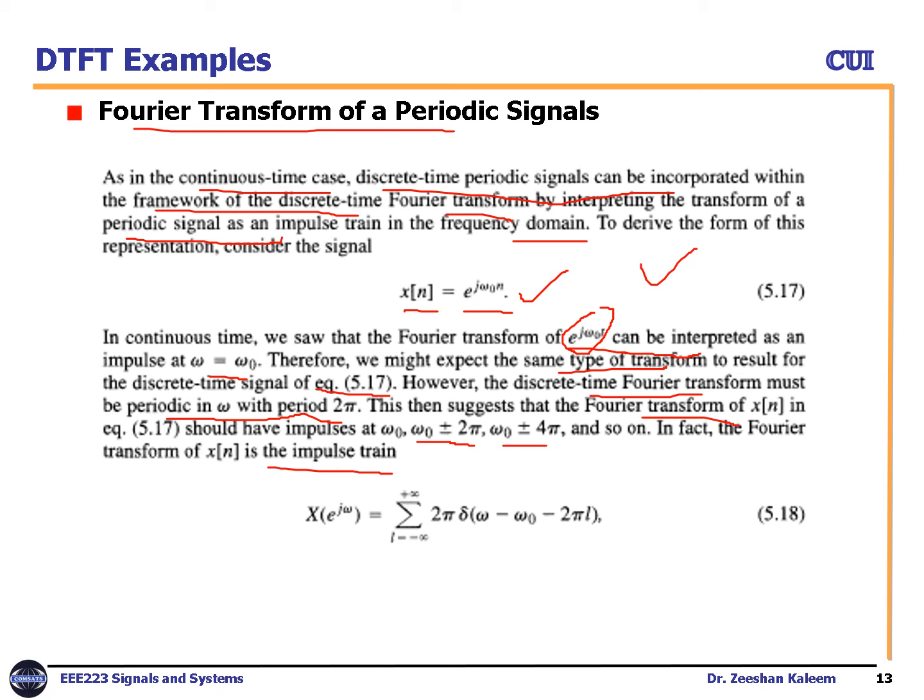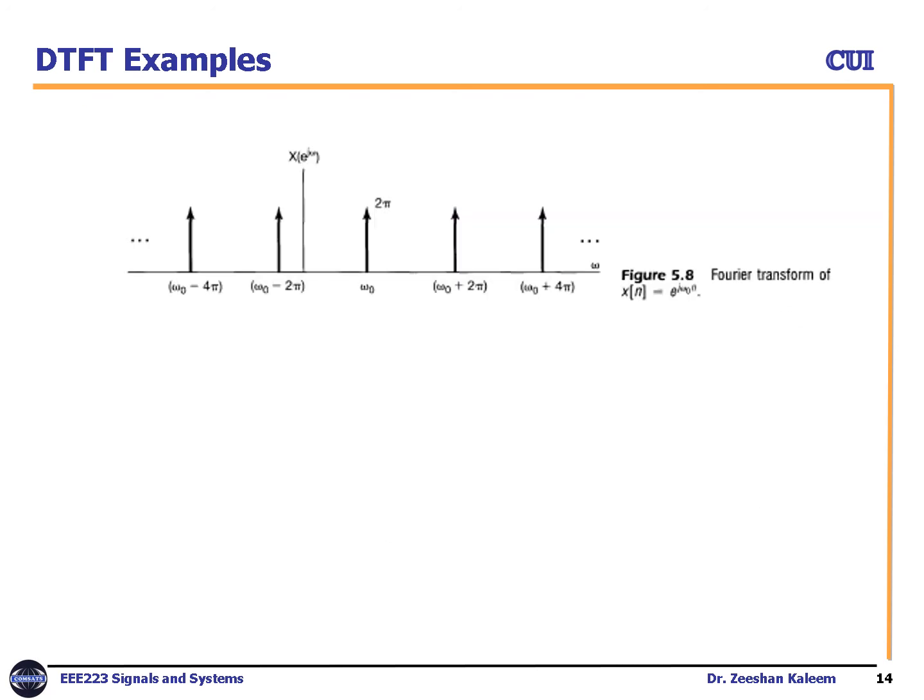What does it mean? For example, you can see that X(e^jω) is the sum over L from minus infinity to infinity of 2 pi delta(ω minus ω0 minus 2 pi L). So L varies. If L is 0, you get one impulse, which is 2 pi delta(ω minus ω0). For L equal to 1, it shifts by 2 pi, and so on. So the Fourier transform of a periodic signal e^(jω0 n) in this case will look like this.